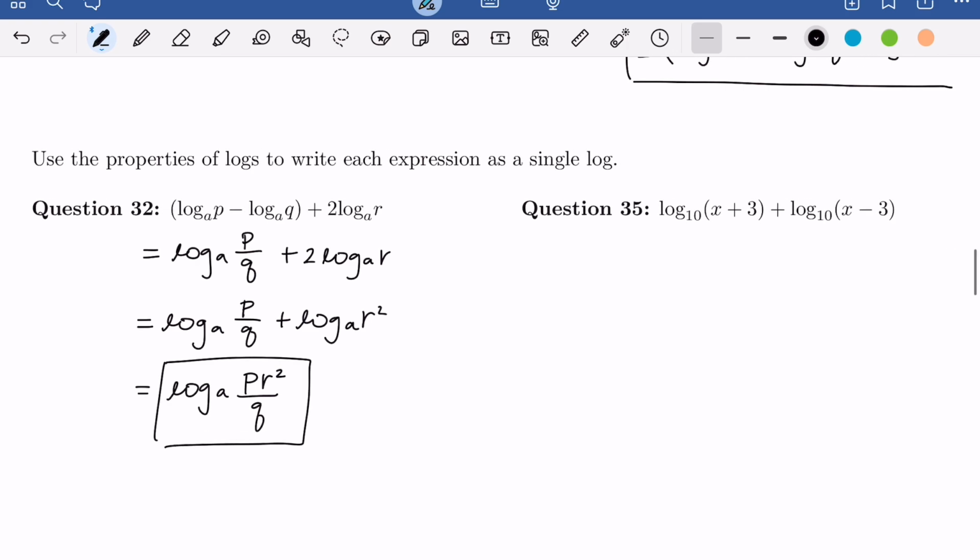Let's do the same thing for question 35. We have log base 10 of this plus log base 10 of this. Using our product rule, this can be written as log base 10 of x plus 3 times x minus 3. Now what we can do is FOIL this, and we can recognize this is actually a difference of squares. This is going to be the same thing as log base 10 of x squared minus 9.